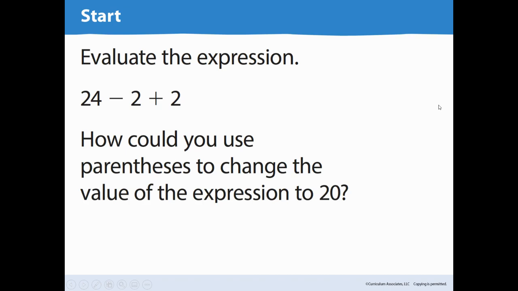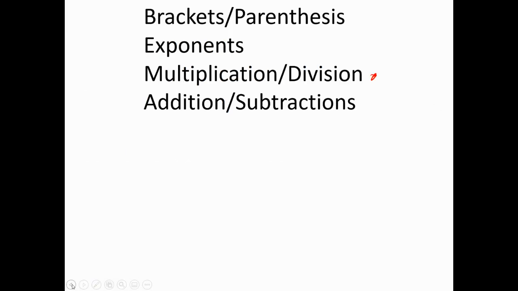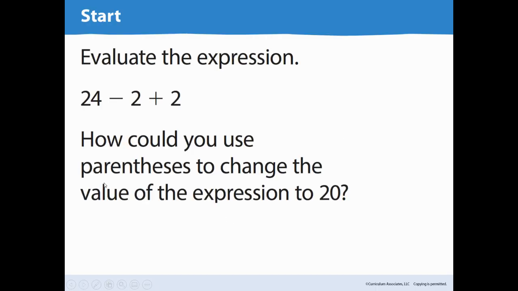All right, so evaluate the expression. I'm going to do this one. You guys don't necessarily have to. 24 minus 2 plus 1. Remember, if I go back here, addition falls first, subtraction falls second, but it doesn't matter because they're on the same level. And if they're on the same level, I just go left to right. So if I go left to right, I'm going to do 24 minus 2 first, which is going to be 22, and then plus 2, and then I'm going to get 24.